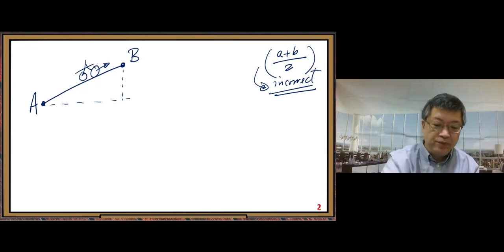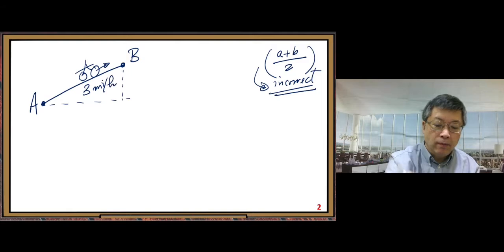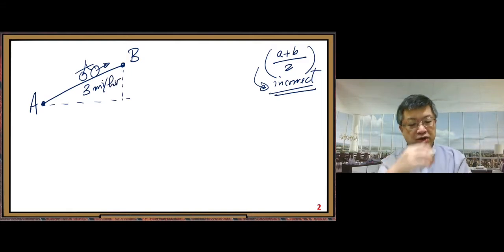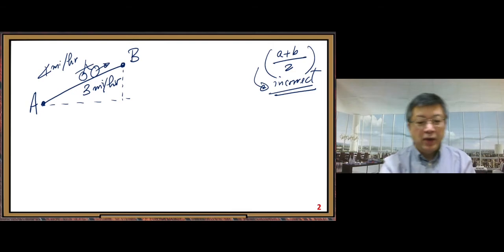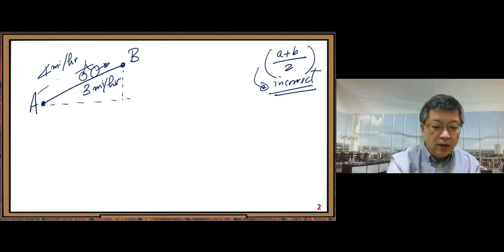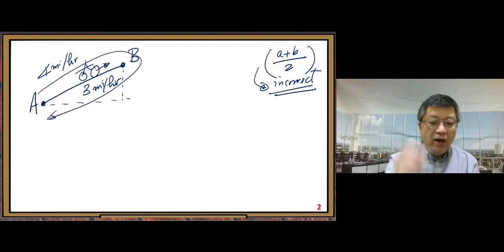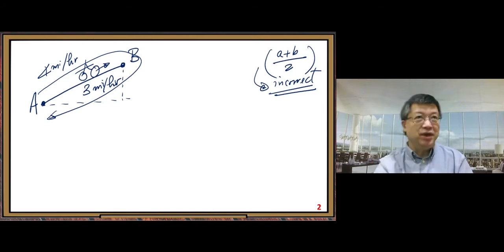Here, let me assume from A to B, the speed is 3 miles per hour. Downward, the speed is 4 miles per hour. Now, I want to ask you, for the round trip from A to B, then from B back to A, what is the average speed? Pretty simple question, right?